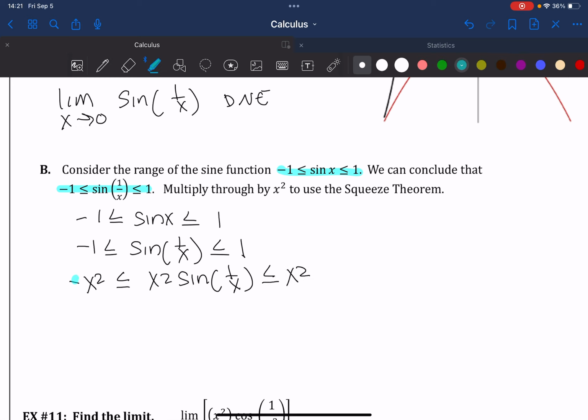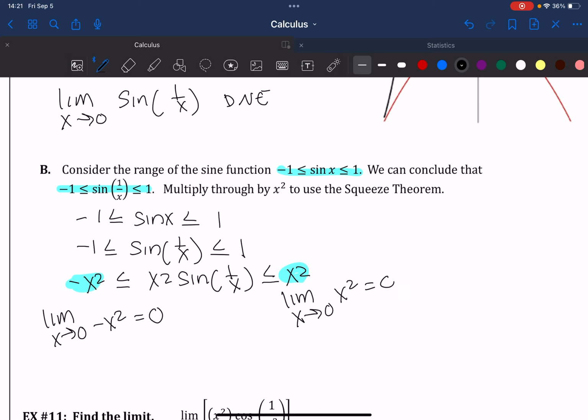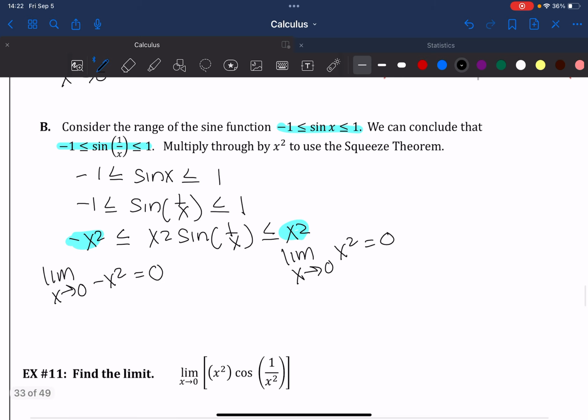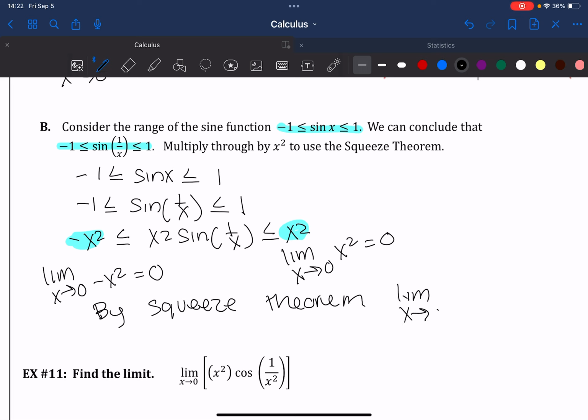And then I take the limit of only the outside ones as x is approaching 0. So the limit as x approaches 0 of negative x squared gives me 0. And the limit as x approaches 0 of positive x squared also gives me 0. Well, since I get 0 on both ends, I can squeeze that function in between those two functions and by the squeeze theorem say that the limit of x squared sine of 1 over x is also equal to 0. So I would say by squeeze theorem, the limit as x approaches 0 of x squared sine of 1 over x is equal to 0.